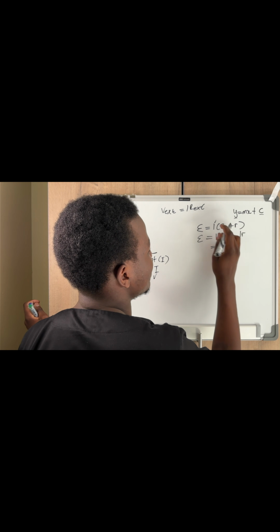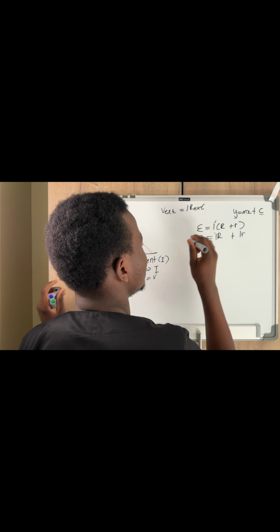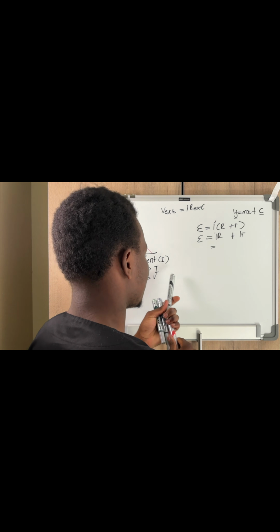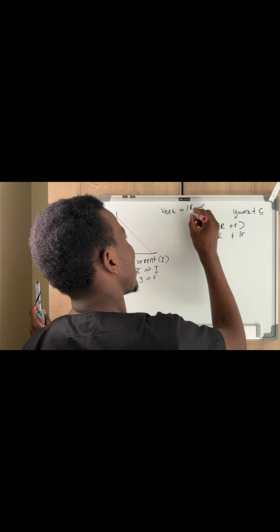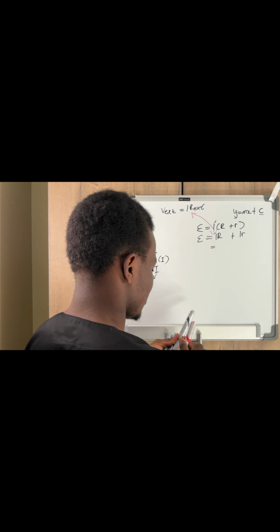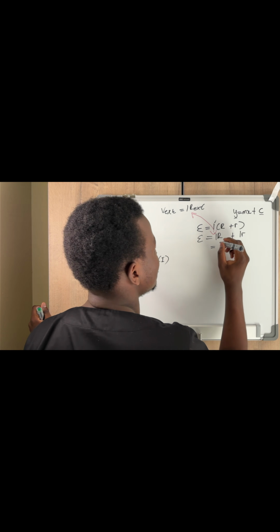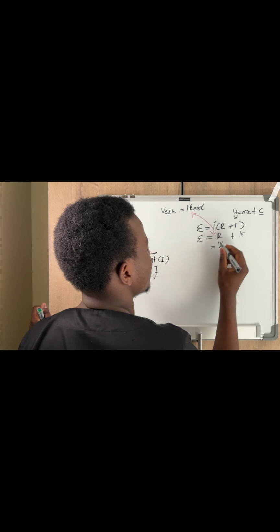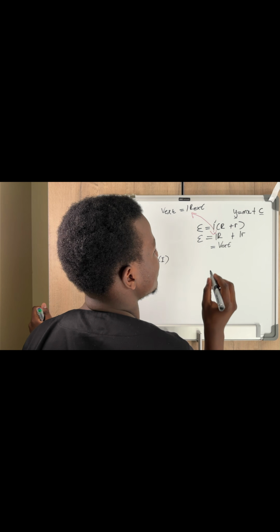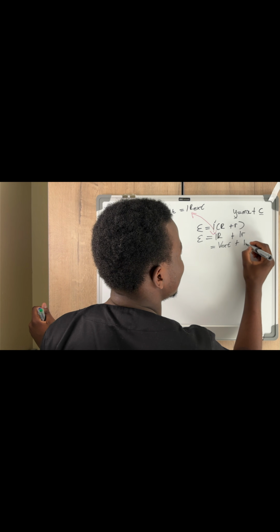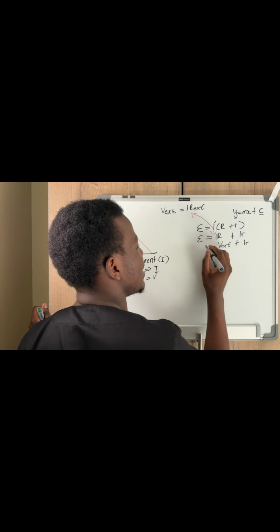So what do we know that this is equal to? This, as we did here, is equal to the V external. That's why we are allowed to come here and say V external, which is our y. So this is our V external plus what? Plus Ir. And then we come here, our EMF.